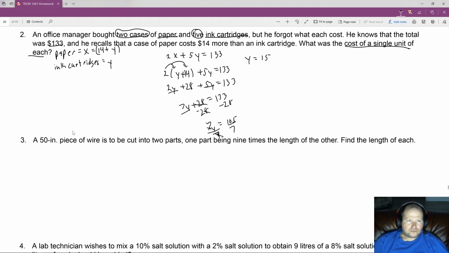Now, we know that the dollar price of the ink cartridges must have been 15. How much is the paper? Well, the paper costs 14 more than 15, so it's 14 plus 15, which would give me 29.